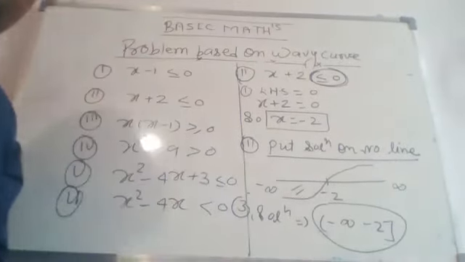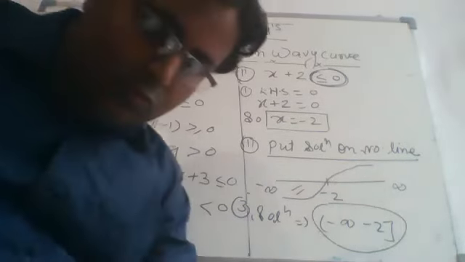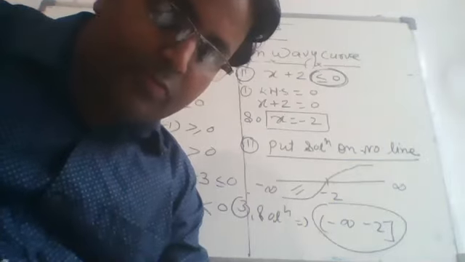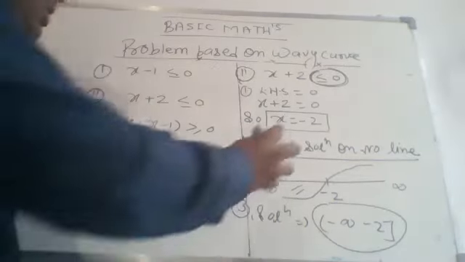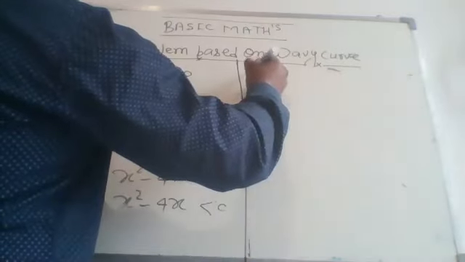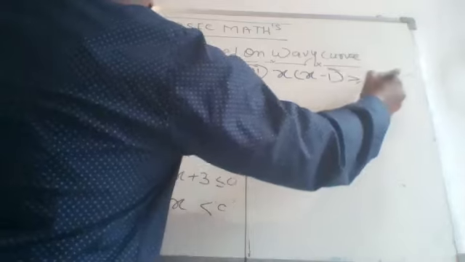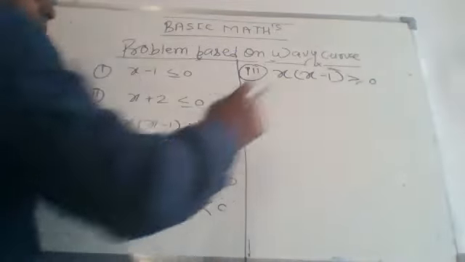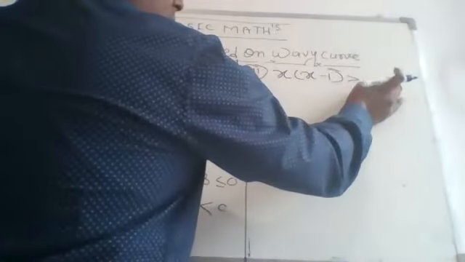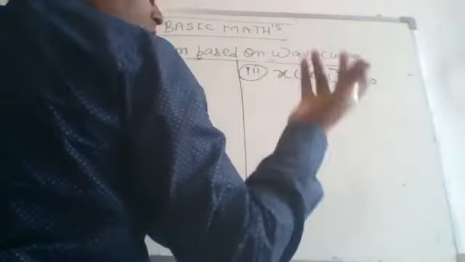Now we will discuss question number 3 over here. Just see, write down. Question number 3 is x into x minus 1 greater than or equals to 0. Now just see the condition. Right side 0 is over here. The coefficient of the higher power of x after opening the bracket will be positive.